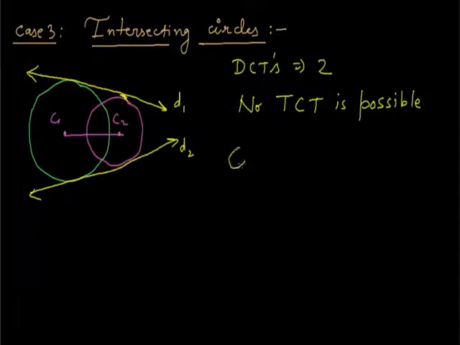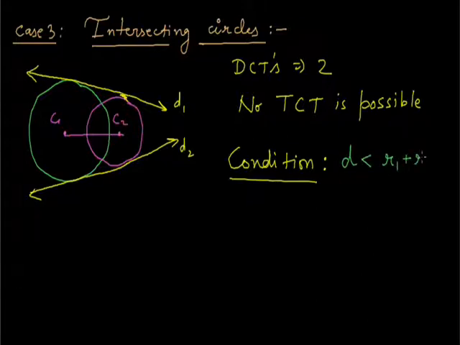Now let us talk about the condition. By what condition can we identify that the situation is like this? You can clearly see that the condition will be that the distance between the centers is less than the sum of the radii of the two circles. So if R1 is the radius of the first circle and R2 is the radius of the second circle, the distance between the centers will be less than the sum of the radii. So this is the third case.